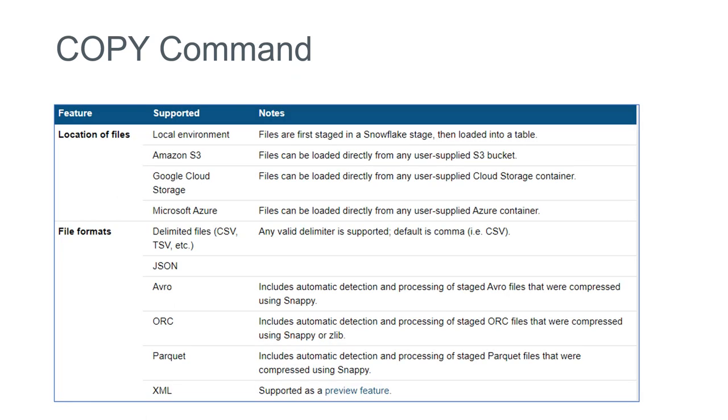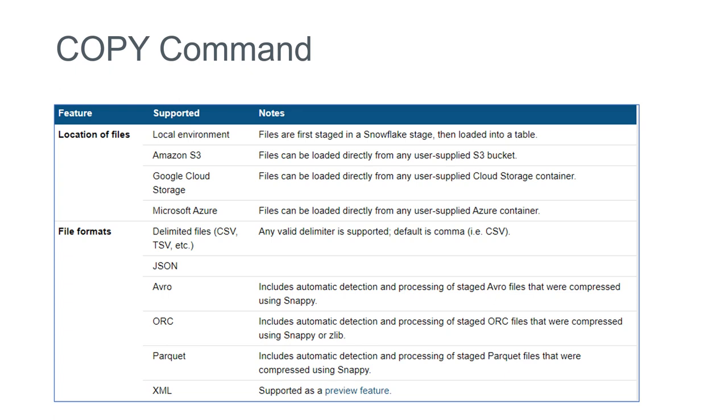As of now, these are the locations supported by the copy command. The first one is the local environment. That means it can be our Windows desktop or Linux server, it can be anything. And it supports three external storage providers: Amazon S3, Google Cloud Storage, and Microsoft Azure. As of now, Snowflake supports loading data from these three external stages and local machines. And these are the file formats supported by Snowflake.